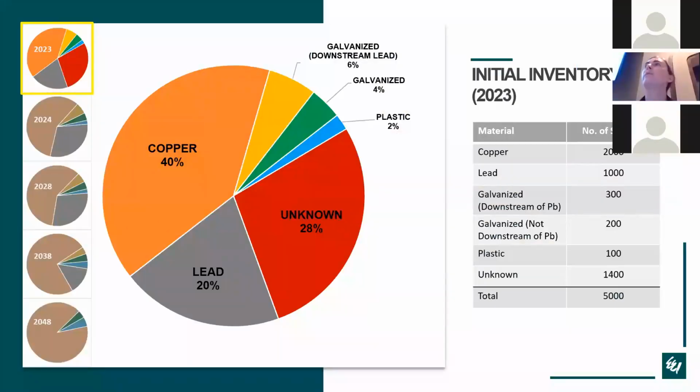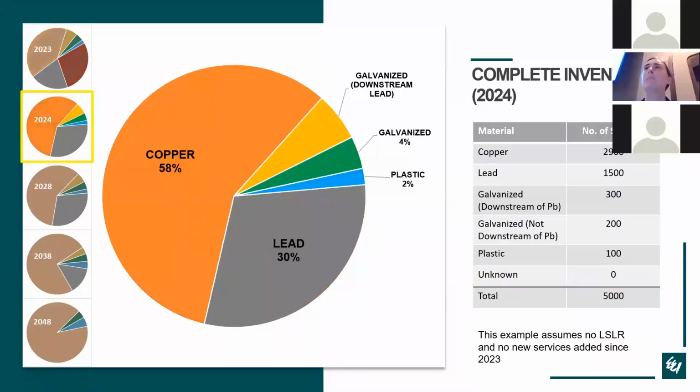So this first year is 2023, their initial inventory. As you can see, we still have those 1,400 unknown service lines that, moving into 2024, will need to be identified. So those have either been assumed to be lead, or maybe some of them could have been ruled out as copper. The key takeaway here is those unknowns were eliminated. And I should note that this example assumes that no new service lines were added to the distribution system in the past year, which is probably not the case for most communities. And it also assumes that no lead service line replacements took place.